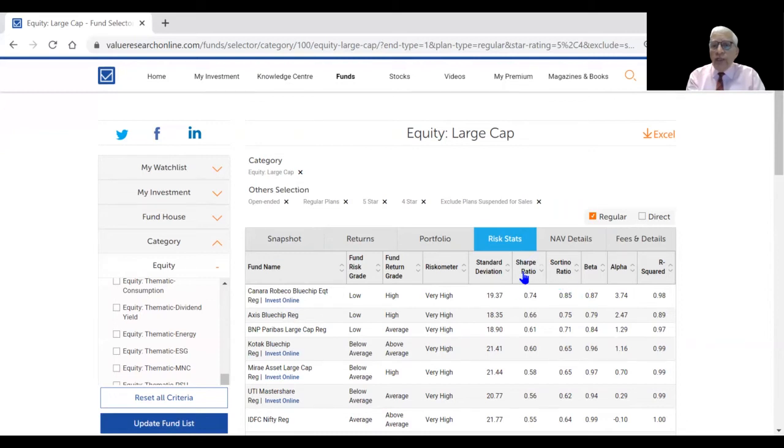Sortino ratio is also something similar to Sharpe ratio, but there only the negative variations are taken into account. If a variation is higher than the benchmark, then it is ignored. If it is lower than the benchmark, then it is considered.